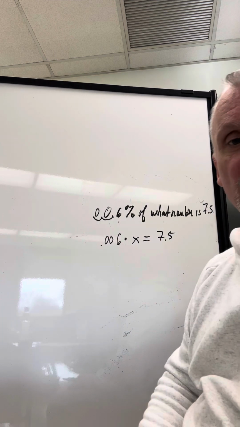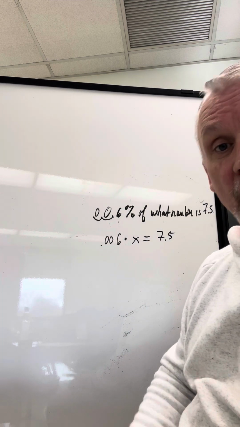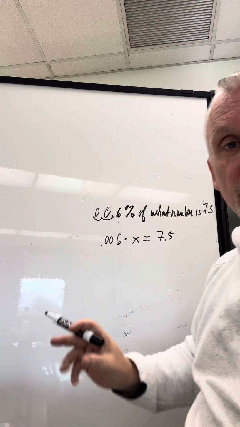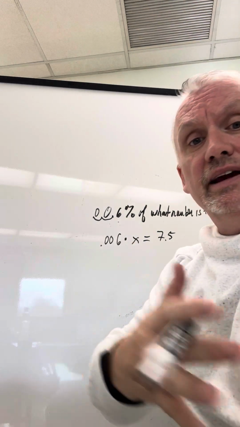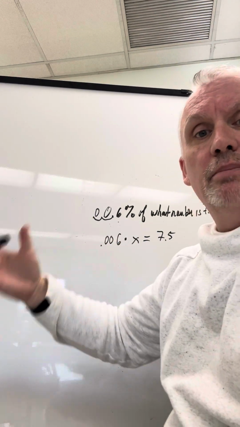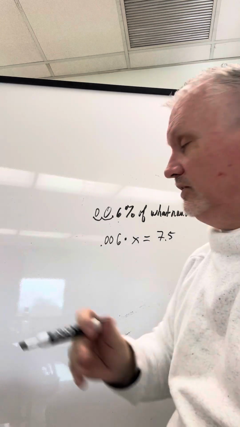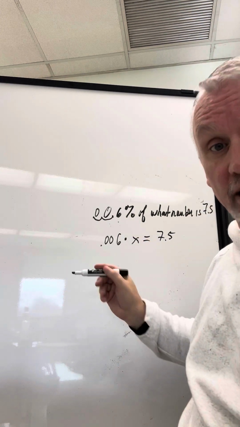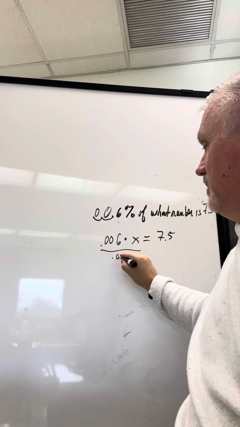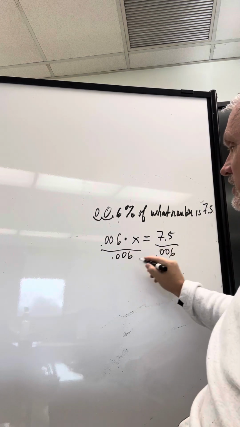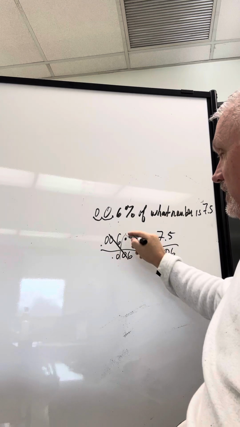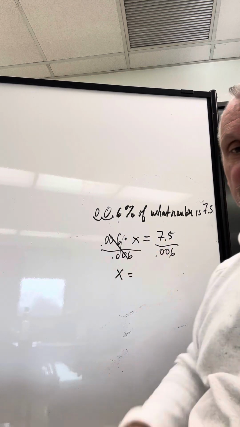That's the is, 7.5. How do you solve an algebra problem like this? Remember, you got to isolate the variable by moving everything away from it, by performing opposite operations. So this says times, so I divide each side by 0.006. Well, these cancel out. X is equal to, now I have this.